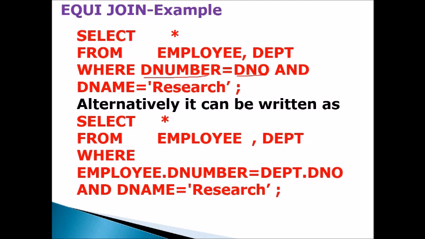Similarly, the same thing can also be written as from employee comma DPT where, see, employee dot D number is equal to DPT dot DNO. But this is compulsory if both the columns are the same. Using table name dot, this syntax is compulsory if these column names are the same. But because in this example they are different, you can rewrite the same thing as D number is equal to DNO.